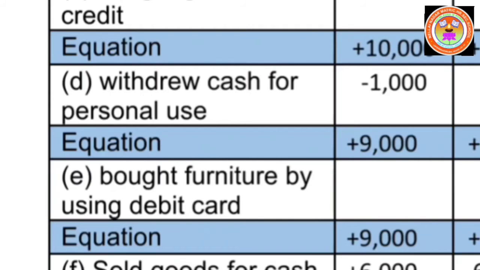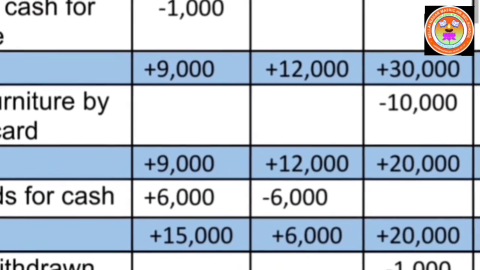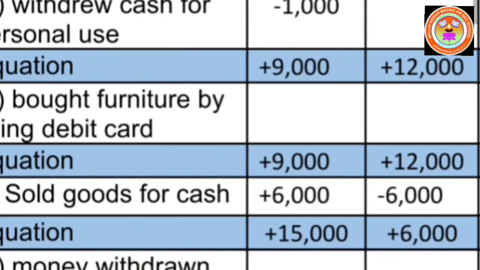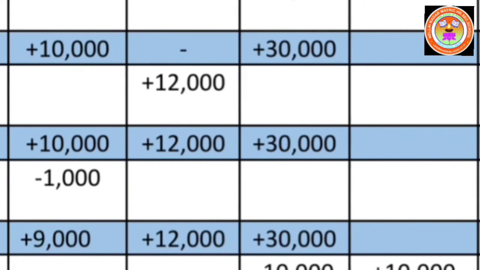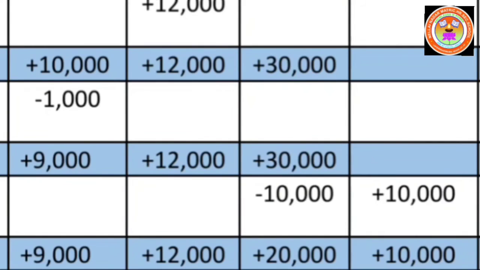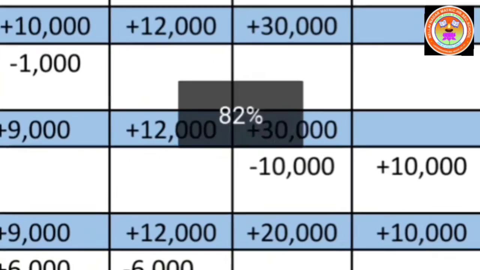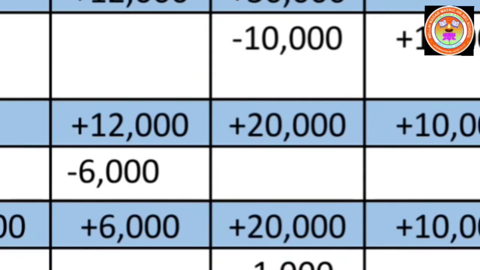If we purchase through our debit card, if we give money through our debit card, only our bank balance will be decreased. When we use our ATM card, the bank balance will be decreased. So under the bank column, write minus 10,000. Money goes out from the bank account. So write minus 10,000.